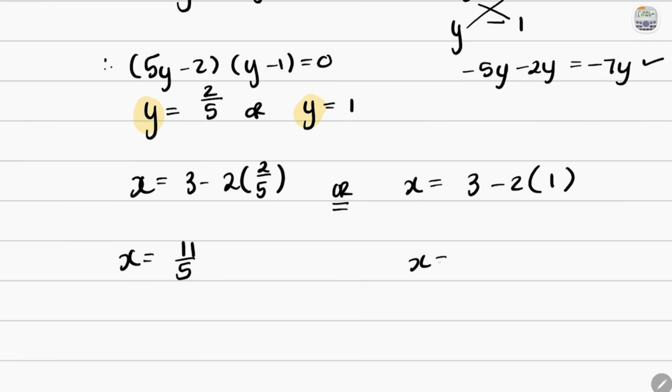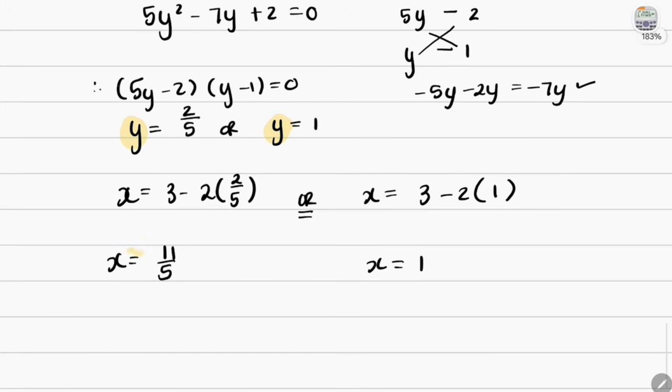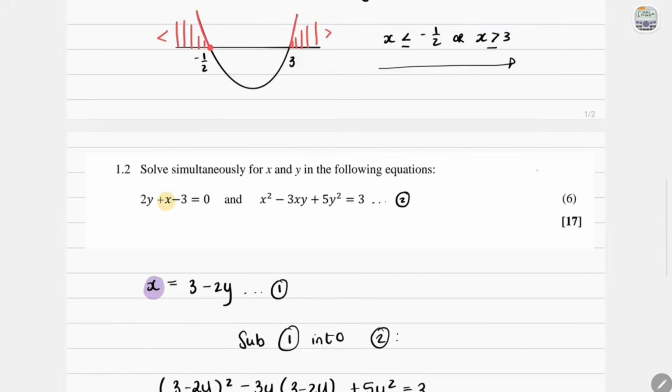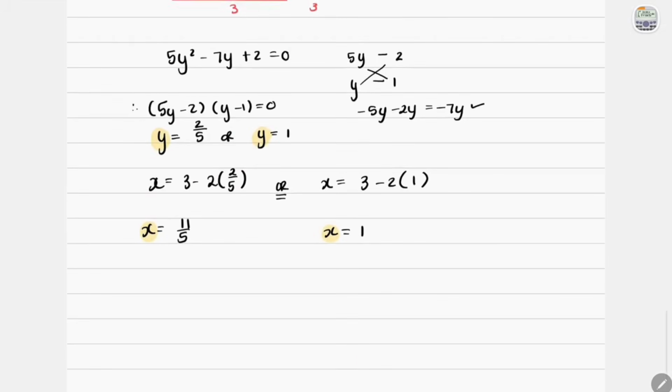Or x is equal to, and here we have 3 minus, and this just becomes 2, which is 1. And there we go. These are our answers, okay? x is equal to 11 over 5, and y equals 2 over 5. Or x is equal to 1, and y equals 1. And that is our answer, and that is it for question 1, which is a total of 17 marks.